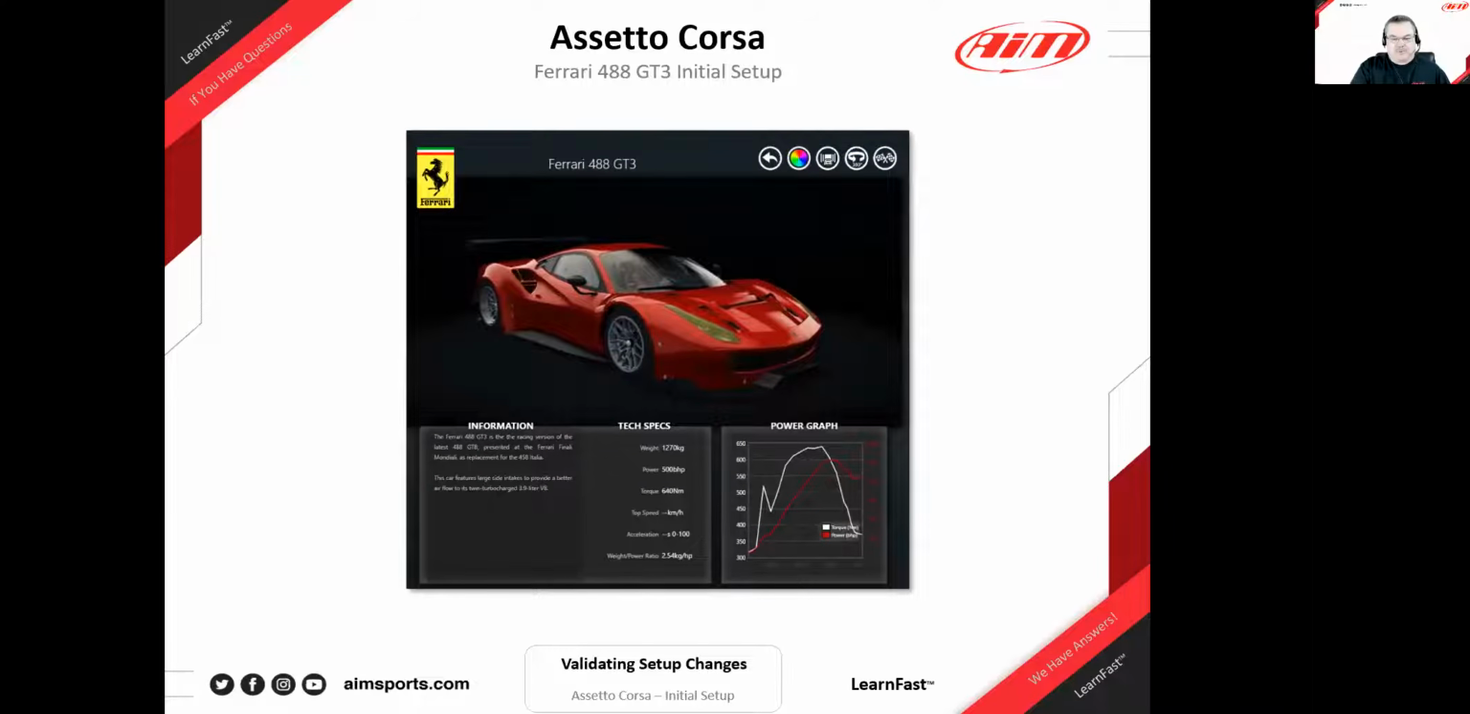Here's what we're working with, right? This is it. Since I support a Ferrari Challenge team, I know a little bit more about the Ferraris. So I chose the 488 GT3, powerful car, downforce, and as you're going to see, there's lots of things we can change as far as setup.